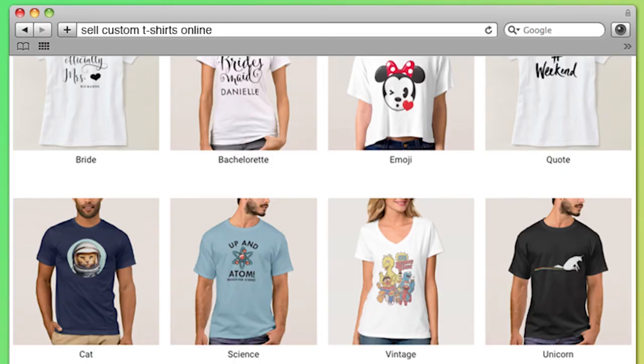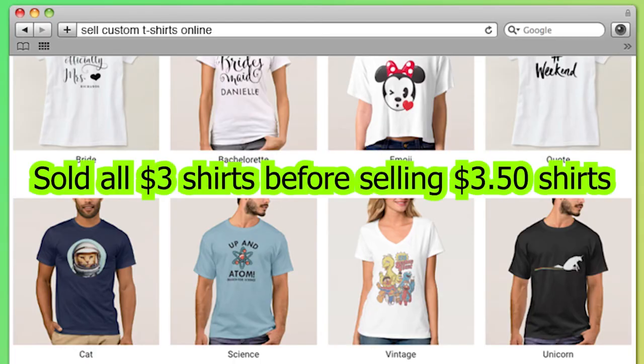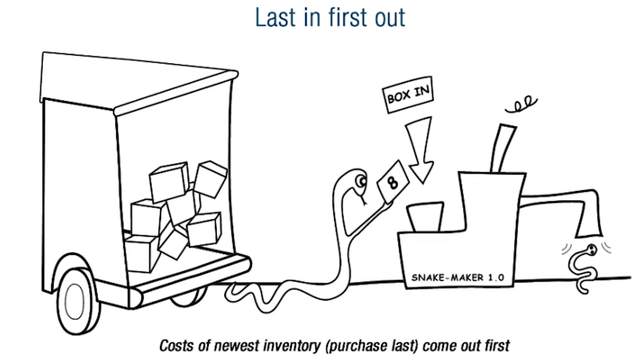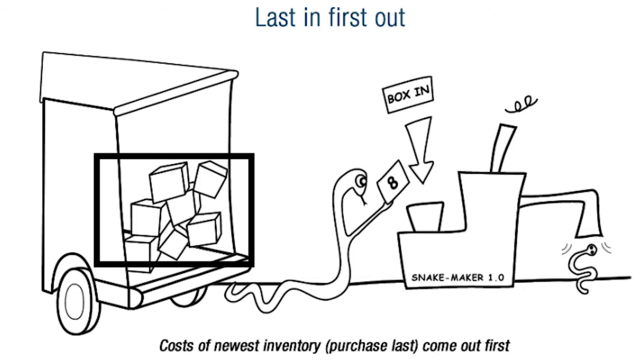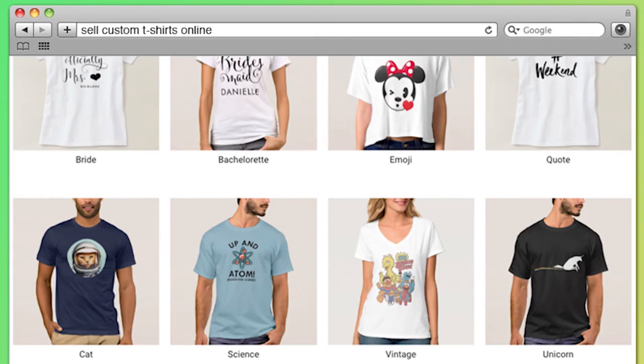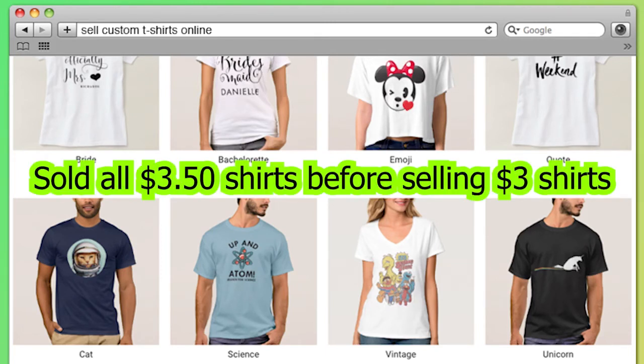So in the above example, we'll assume that Maggie sold all of her $3 shirt before selling any of her $3.50 shirt. Under the last in, first out method, the opposite assumption is made. That is, we assume that all of the newest inventory is sold before any older inventory is sold. So in the example we just talked about, we will assume that Maggie sold all of her $3.50 shirt before selling any of her $3 shirt.